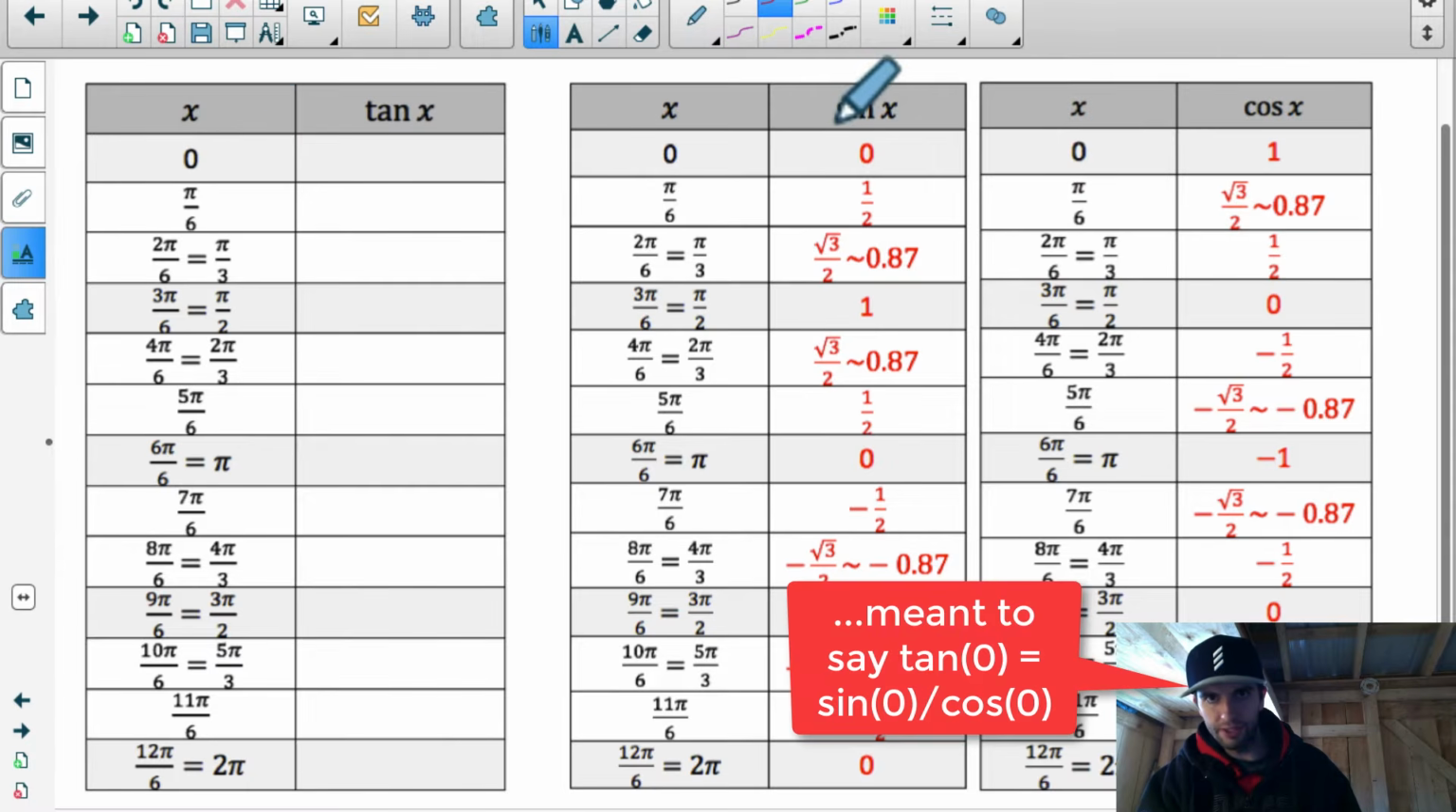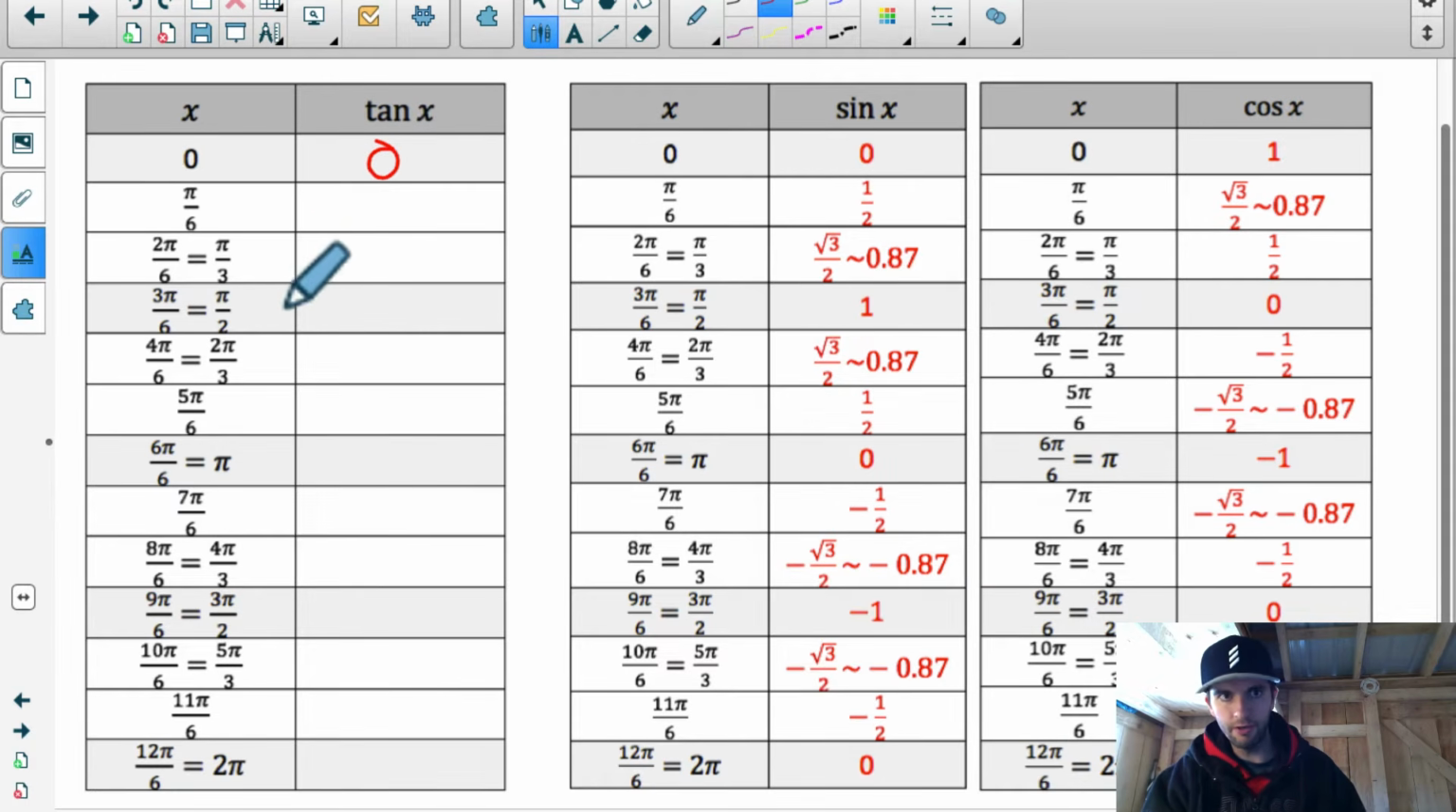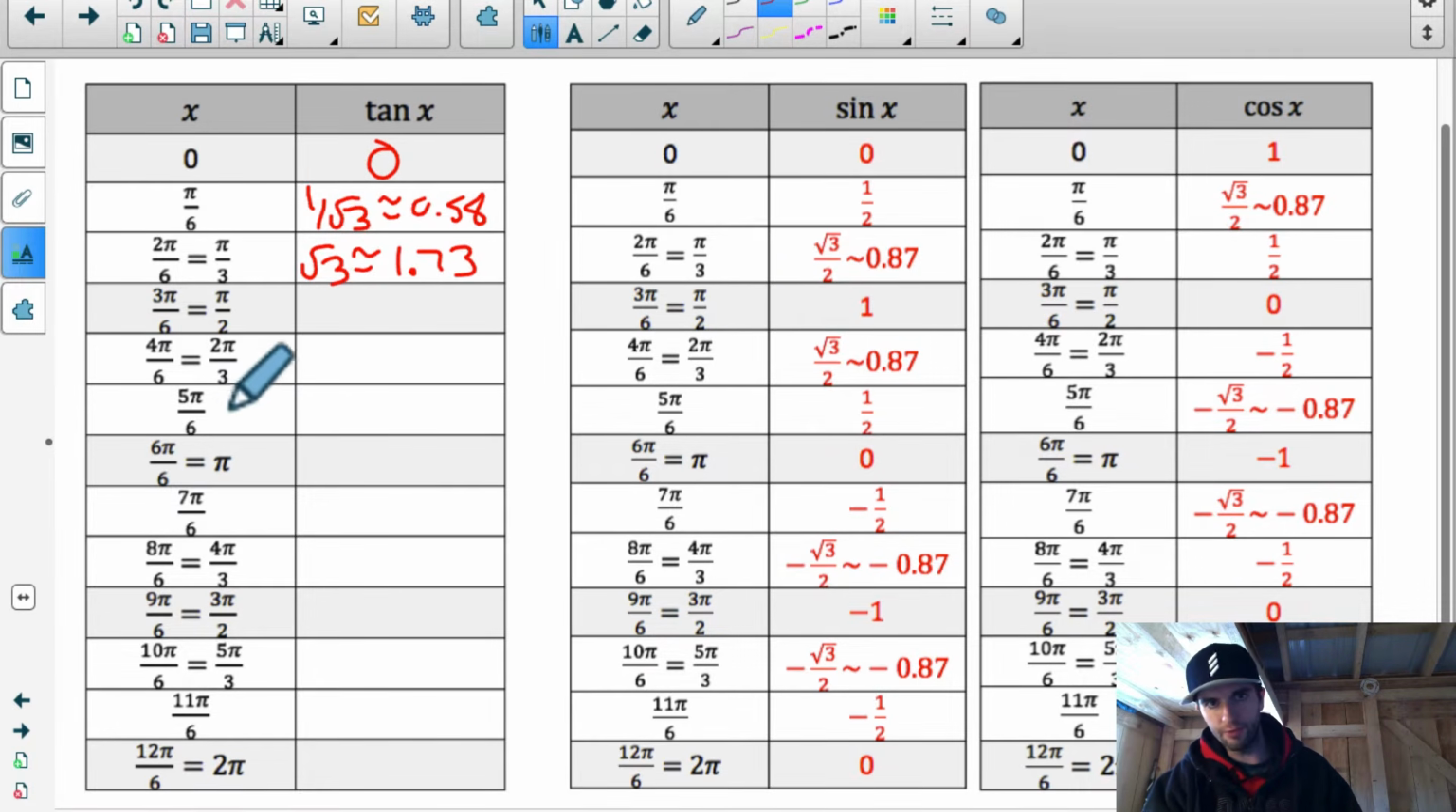So tan of 0 would be equal to sine of 0 divided by cos of 0. So 0 divided by 1, that's 0. And then tan of pi over 6, well, we can take the ratio from sine of pi over 6 and divide it by cos of pi over 6. So 1 over 2 divided by root 3 over 2, that's 1 over root 3, which is about 0.58. And then tan of pi over 3, divide these, root 3 over 2 divided by 1 over 2. That gives us root 3 over 1, which is just root 3, which is about 1.73.